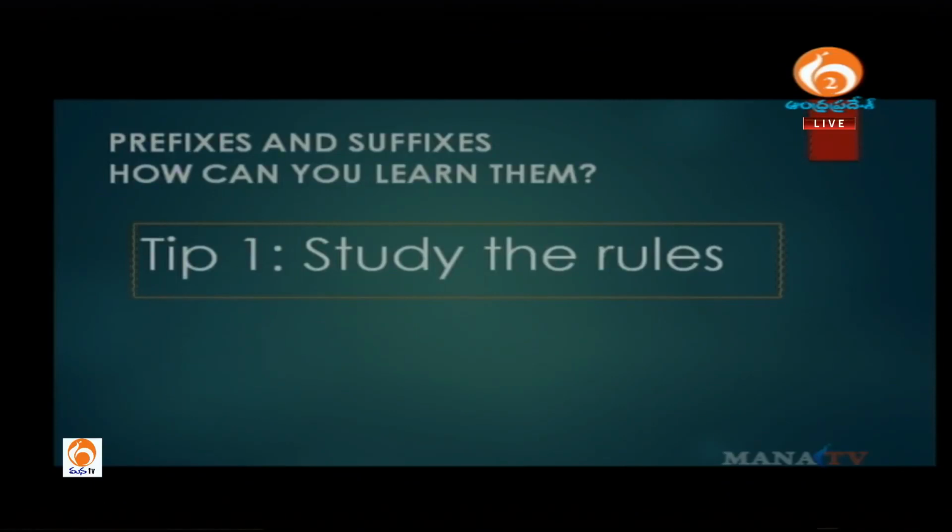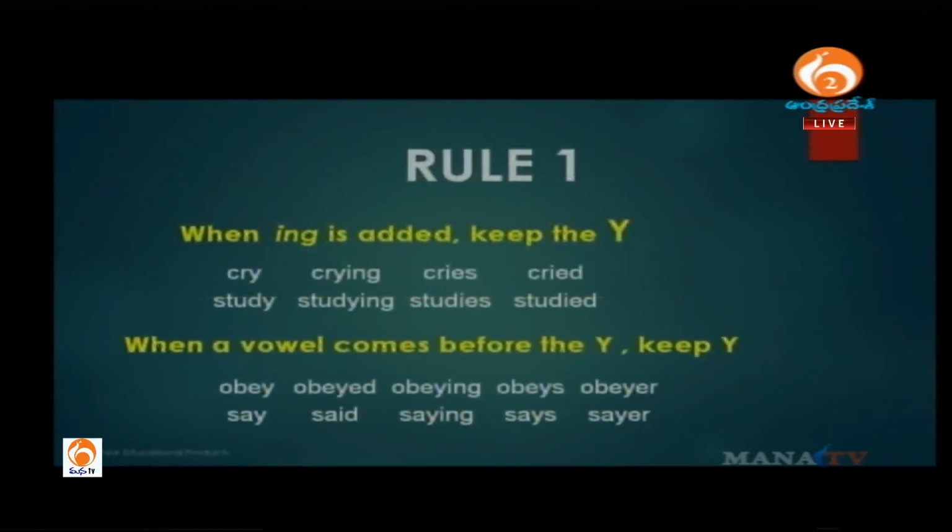Alright. Now there are certain rules in terms of the pronunciation and in terms of spelling, and you also need to learn how to understand the prefix and suffix in terms of the usage. So how can you learn them? Tip 1 is study the rules, what the rules are. So let's look at rule number 1. Rule number 1 says when ing is added, keep the y. It's as simple as that.